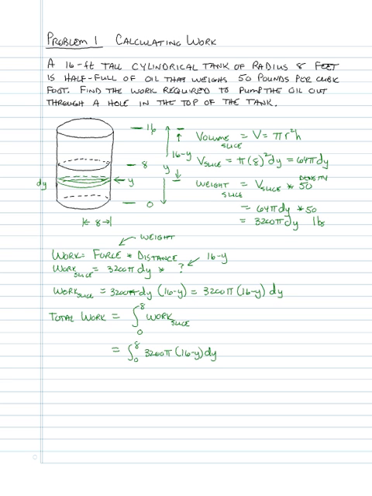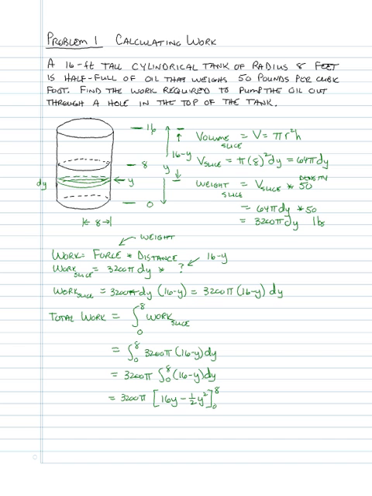Now we can do this without a great deal of difficulty, and I may not go all the way through the rest of it. The 3,200 pi we could certainly factor out, couldn't we? 3,200 pi times the integral from 0 to 8 of 16 minus y dy. But when we integrate 16 minus y, we end up with what? 16y minus 1/2 y squared. And we're evaluating that from 0 to 8.